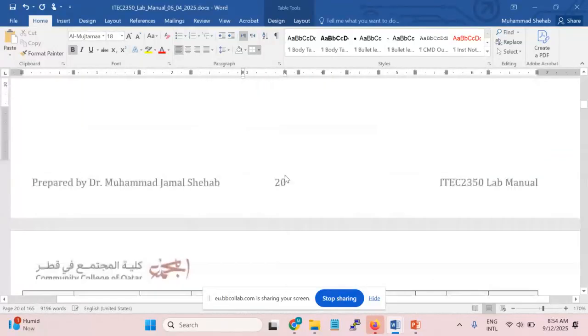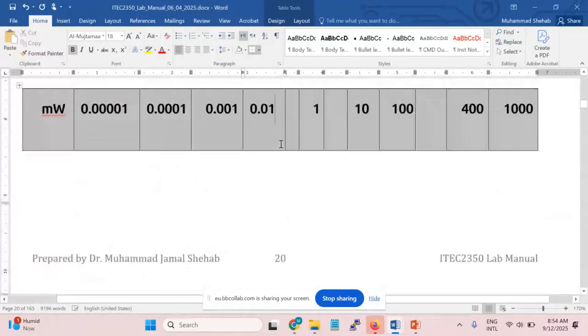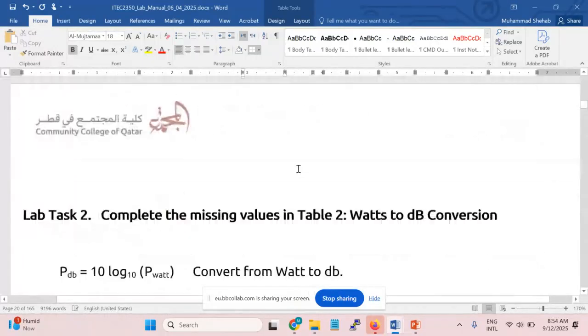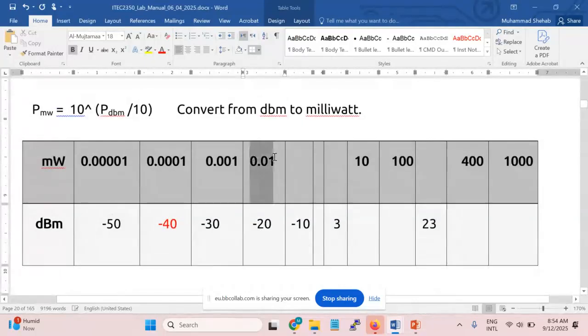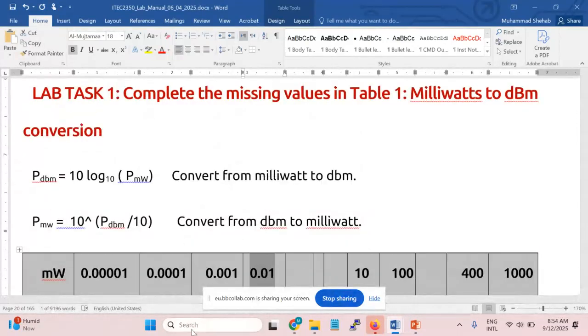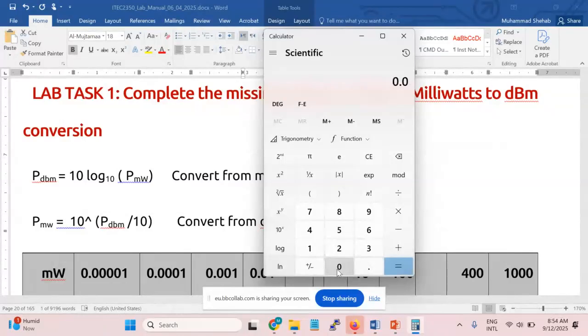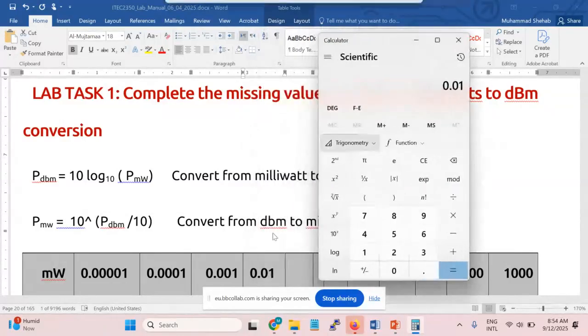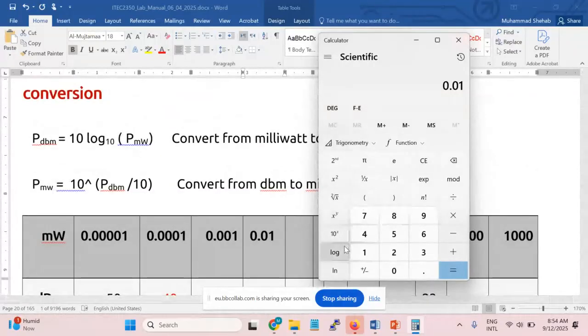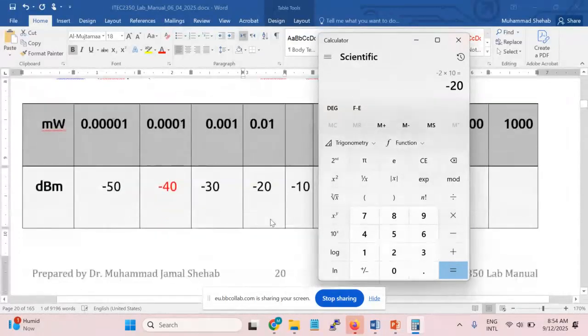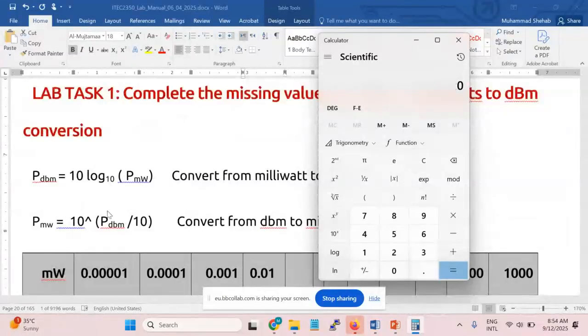So let us do this one. 0.001. How much in dB? He gave me this number as given, but I will calculate it. 0.001 log, I'll take the log times 10, which equals minus 20. I'll do the opposite. I'll use this formula to convert from dBm to milliwatt.